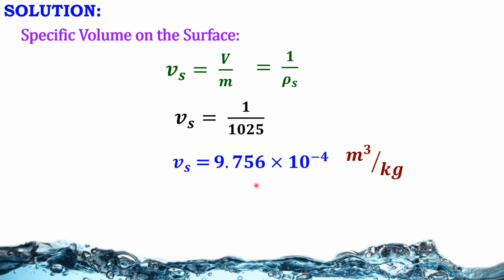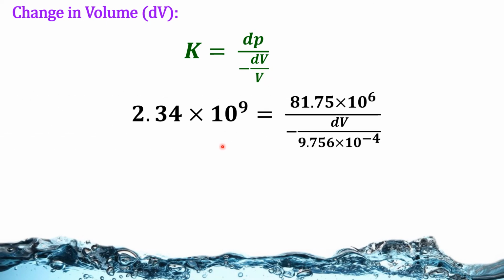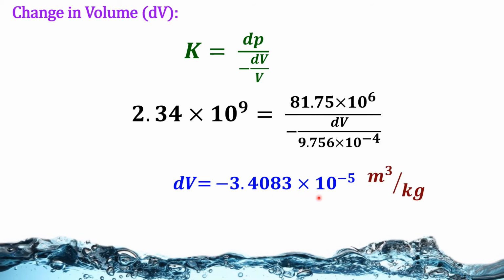Next, we are going to calculate change in volume, where K is equal to dP by minus dV by V, where K has been given in the problem and the difference in pressure is available in the problem. Substituting the V value, which we have calculated, we get dV as minus 3.4083 into 10 to the power minus 5 meter cube per kg.